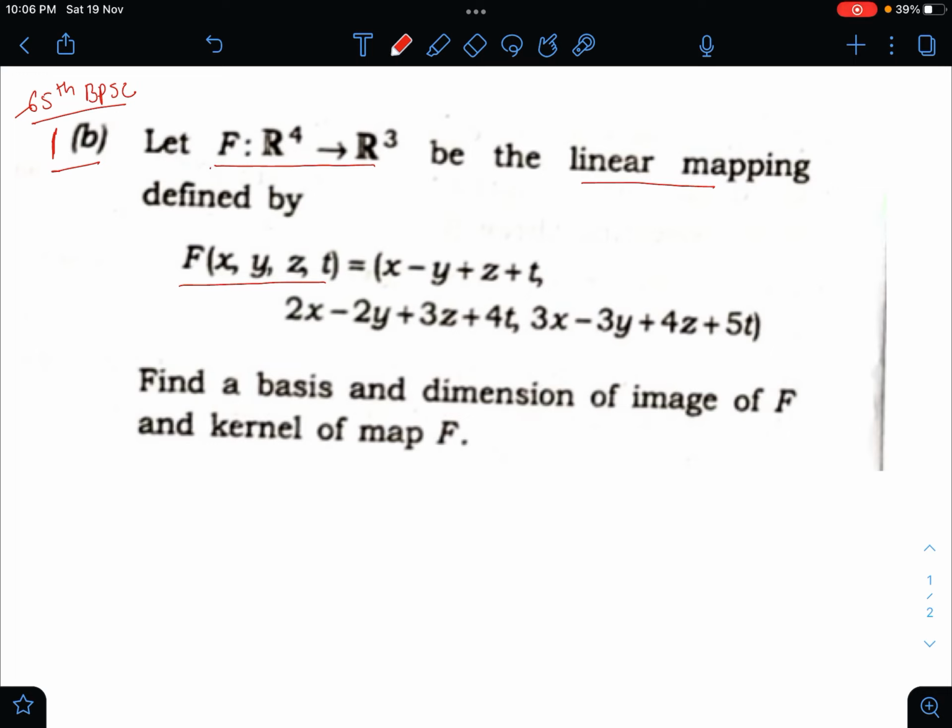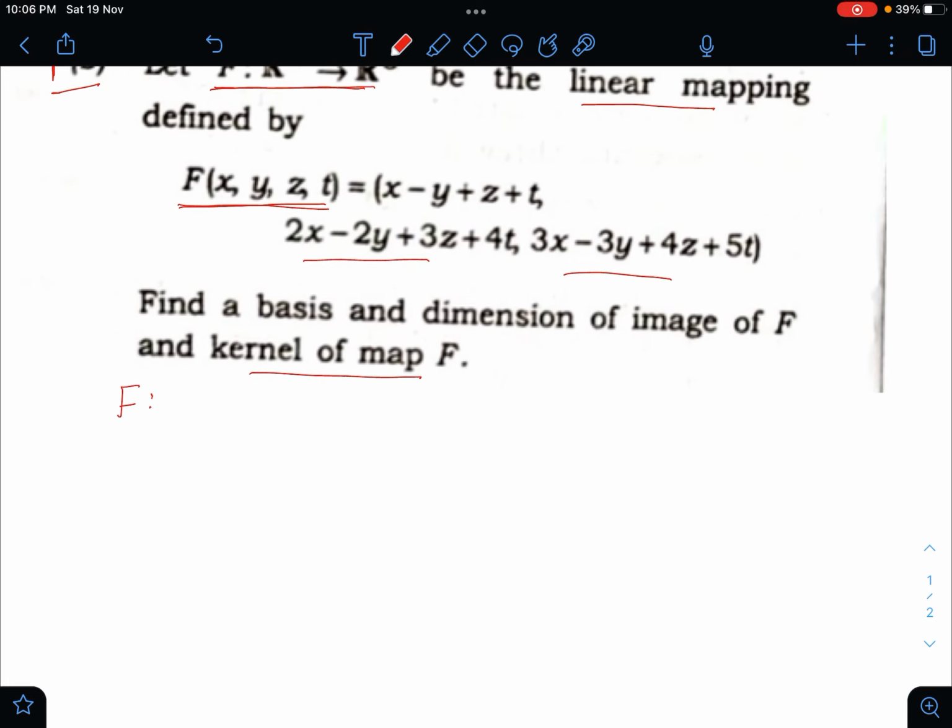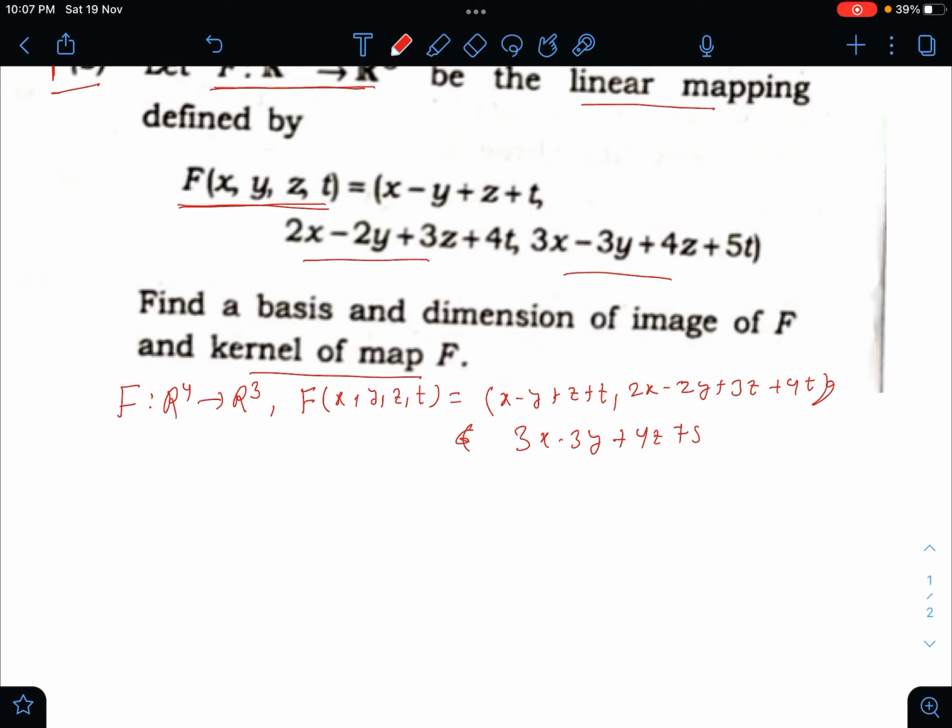It says that let f from R4 to R3 be the linear mapping defined by f of (x, y, z, t) = (x − y + z + t, 2x − 2y + 3z + 4t, 3x − 3y + 4z + 5t). Find the basis and dimension of image of f and kernel of map f. So f is a linear transformation defined from R4 to R3, given as f of (x, y, z, t) is equal to (x − y + z + t, 2x − 2y + 3z + 4t and 3x − 3y + 4z + 5t).